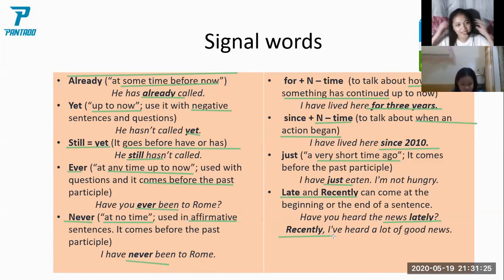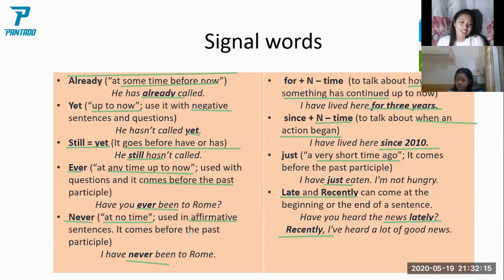Okay, so again, already is used for some time before now. He has already called. Yet, up to now, used with negative sentences or questions. He hasn't called yet. That is up to now. Still is equal to yet. It goes before have or has. So that is the structure of still: he still hasn't called. Because sometimes we are confused and use he hasn't still called. Like that, we sometimes mix up the word order, but have or has comes before the word still.